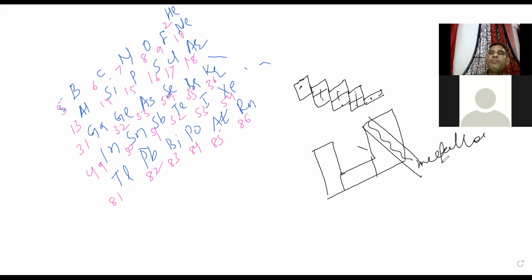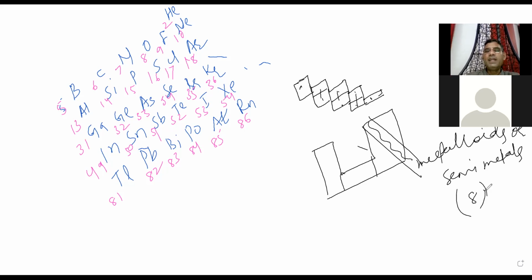These 8 elements are metalloids or semi-metals, having properties of metals as well as non-metals. The first element is boron. Then silicon, germanium, arsenic, antimony, tellurium, polonium, astatine. These 8 elements are metalloids, having the properties of both metals and non-metals.